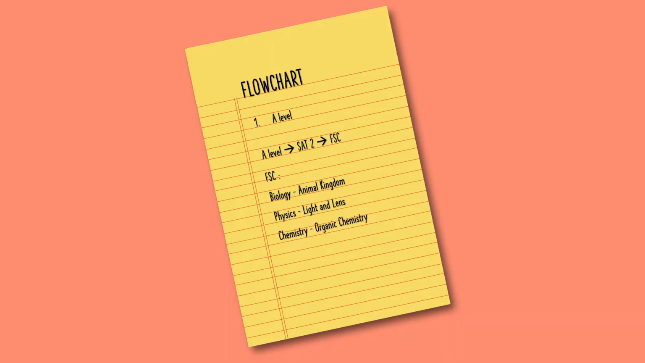Now, although some of these things are discussed in the A-levels program as well, the knowledge given in that program is more or less limited. In FSC, there's a lot of vast knowledge present on each of these particular topics. And therefore, even if you have covered the SAT-2s, I would still recommend do biology, animal kingdom, and do organic chemistry for chemistry. Now, if you are from an FSC background, then once you have done the FSC, go about the SAT-2.